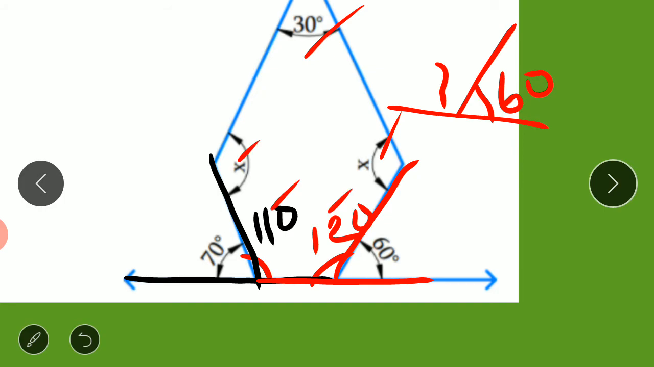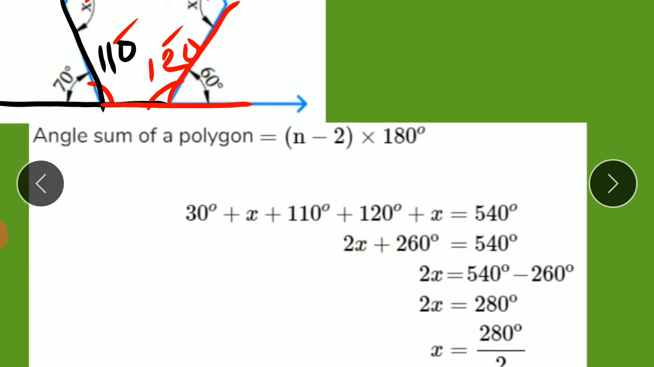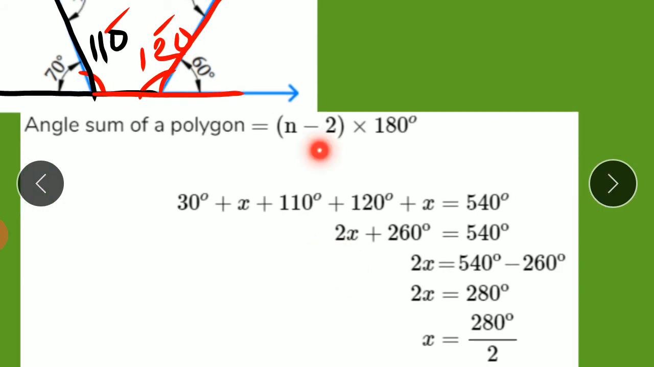equal to, if you add all these 5 angles, how much should you get? 540. So like that we are solving. See, how do we form this equation? By the angle sum property of a polygon. We applied the formula, and by applying this only we received 540.